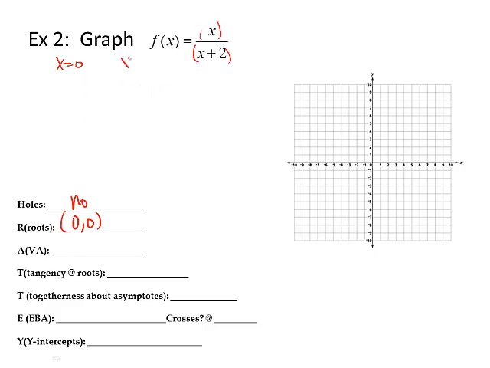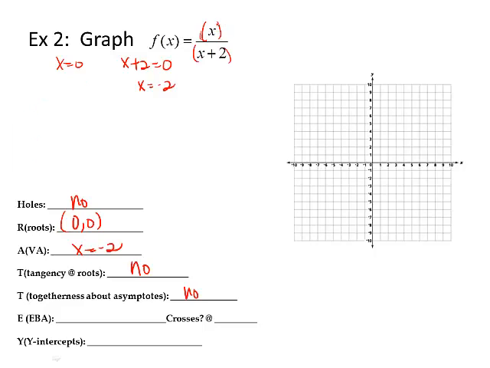Vertical asymptote, I set x plus 2 equals 0 and solve it. So x is negative 2. Tangency at the roots. Are any factors in the numerator repeated? No. Are any factors in the denominator repeated? No. And end behavior. Is it bottom heavy, top heavy, or exponents the same?